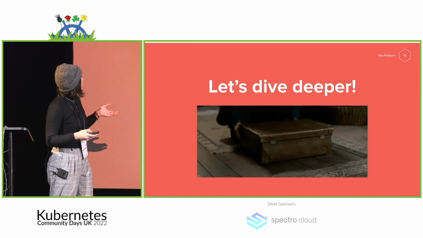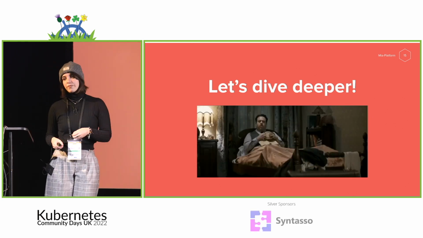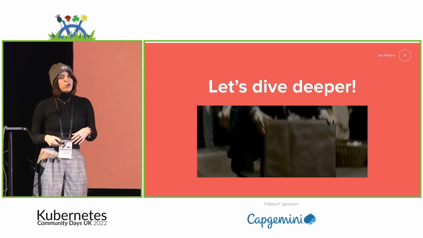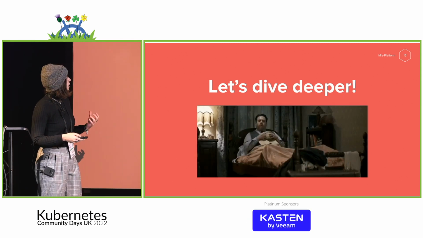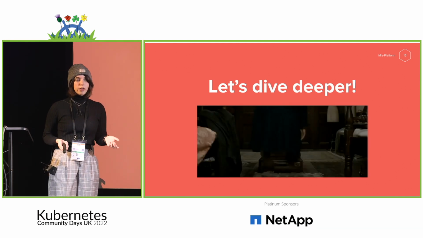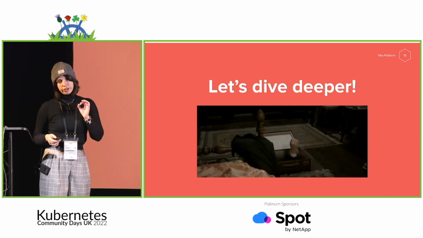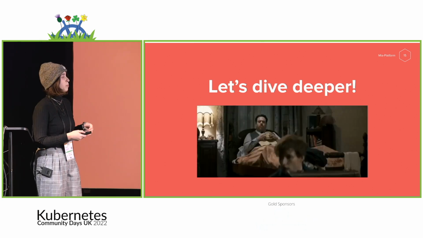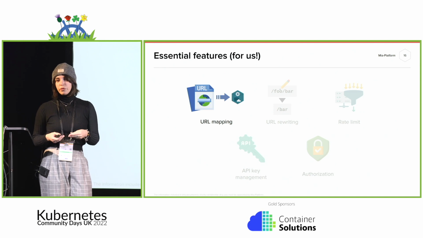So let's dive deeper right now. Let's get to the real core of today's presentation, and we will get to see a few of the features that were essential in our specific use case, and we will get to compare how they were implemented in all these tools, with a closer look at the Envoy implementation, which was the tool that we picked for our specific use case. Starting with the most straightforward one, which is URL mapping.